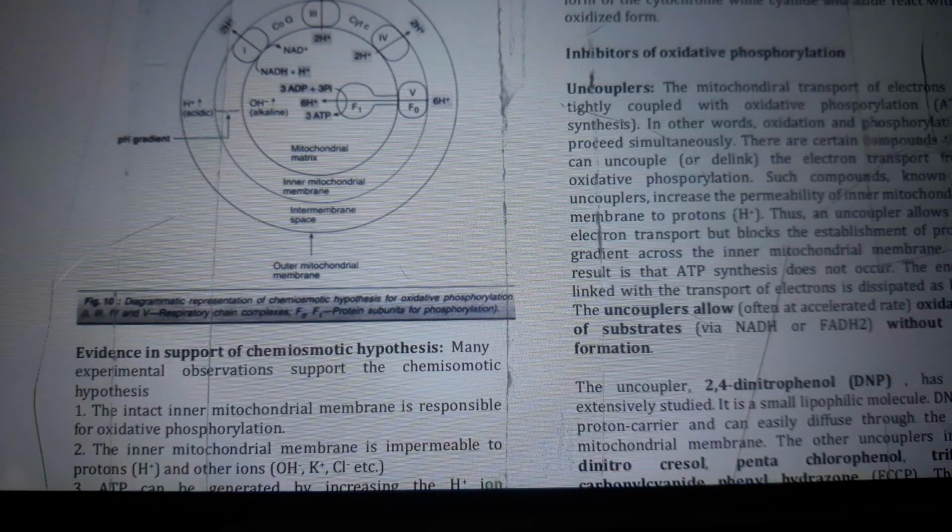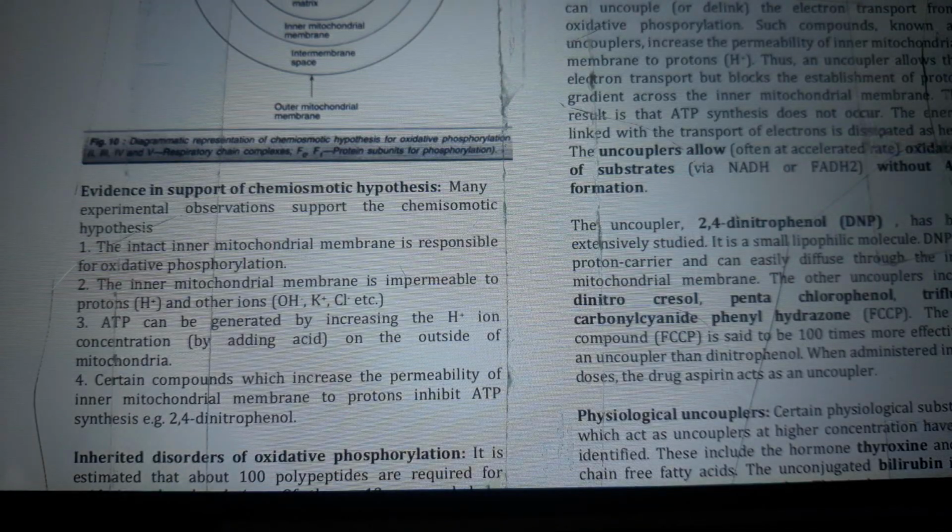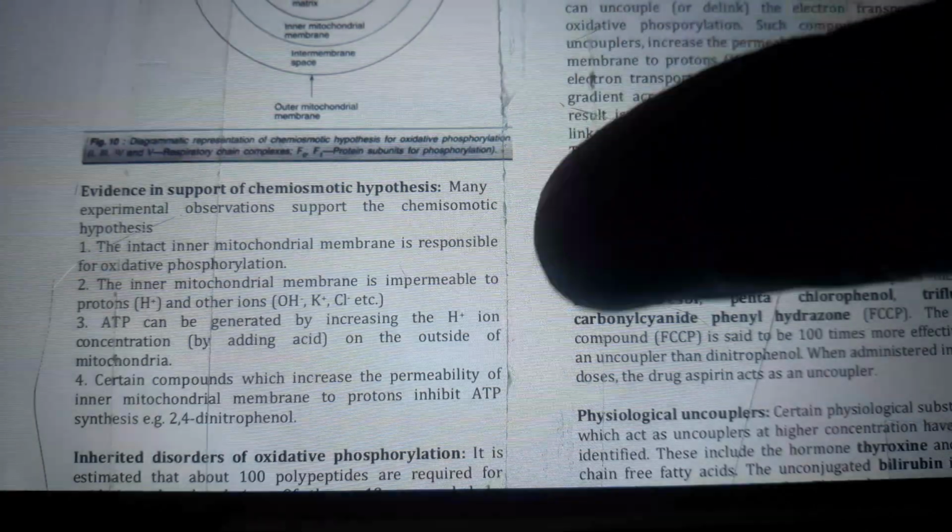Evidence in support of the chemiosmotic hypothesis. Many experimental observations support the chemiosmotic hypothesis. The intact inner mitochondrial membrane is responsible for oxidative phosphorylation. The inner mitochondrial membrane is impermeable to protons, hydrogen, and other ions, OH, K, Cl, etc.